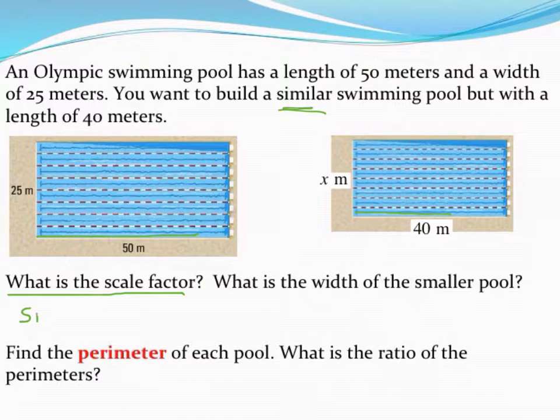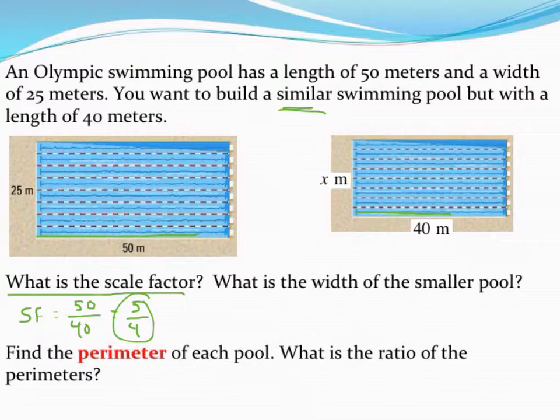So my scale factor is going to be 50 over 40, which I'll of course simplify. I always simplify, to 5 over 4. And so my scale factor is 5/4. The bigger pool is 5/4 times as big as the smaller swimming pool.